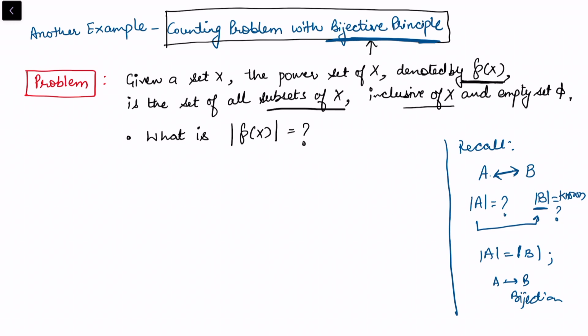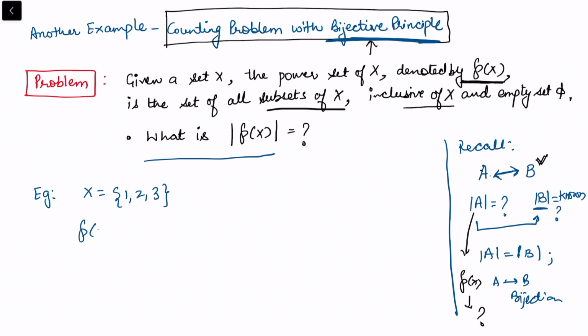The same principle I am going to apply now to find the cardinality of the power set. That means I need to know what the set B is. In my problem, A is the power set. So let me start by recalling what the power set is. For this, let us consider an example. Say the capital X is {1, 2, 3}. There are three distinct elements in the set X.